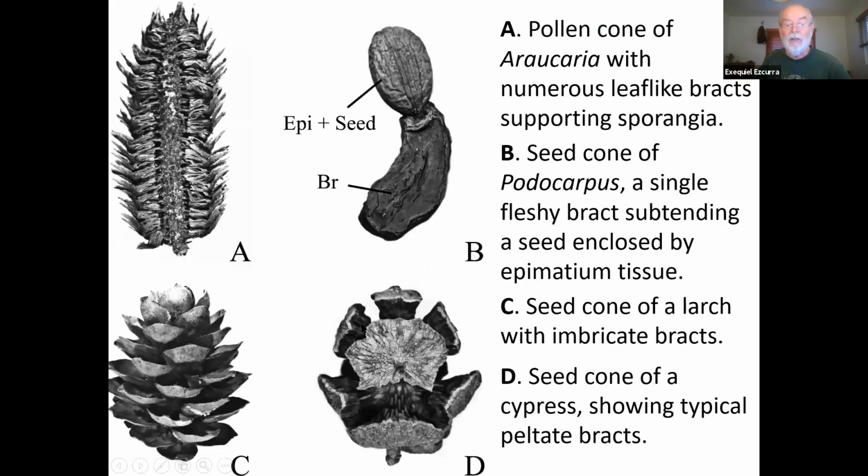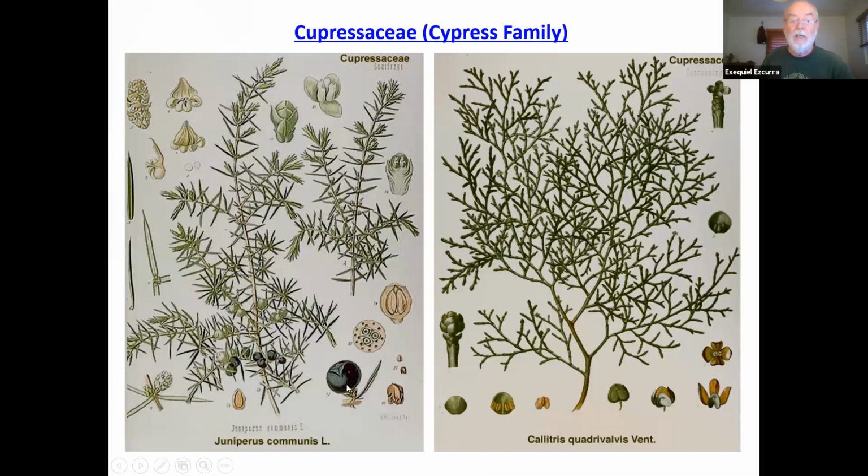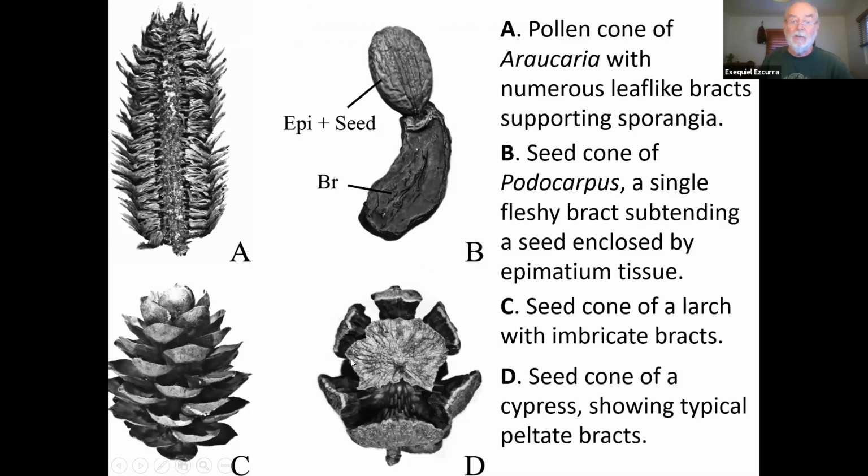Let me show you here. You can see here they look like a little mushroom. The center of the cone of the scale is in the center, and it has like a little mushroom. It comes out on all sides, as opposed to the pine scale that look like little spoons. They're flat. So let me go back. The peltate scales, and in the case of junipers, like this one here, the fleshy berries are very, very distinctive traits.